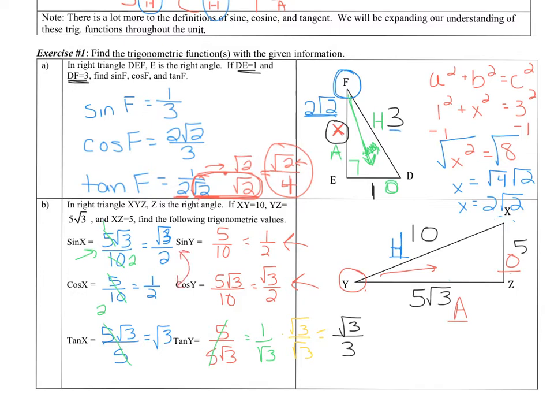Down here, we'll look at tangent y. I had 5 over 5 radical 3. My 5's canceled. Here, I had 1 over radical 3, so I multiplied by that radical over itself, giving me radical 3 over 3.